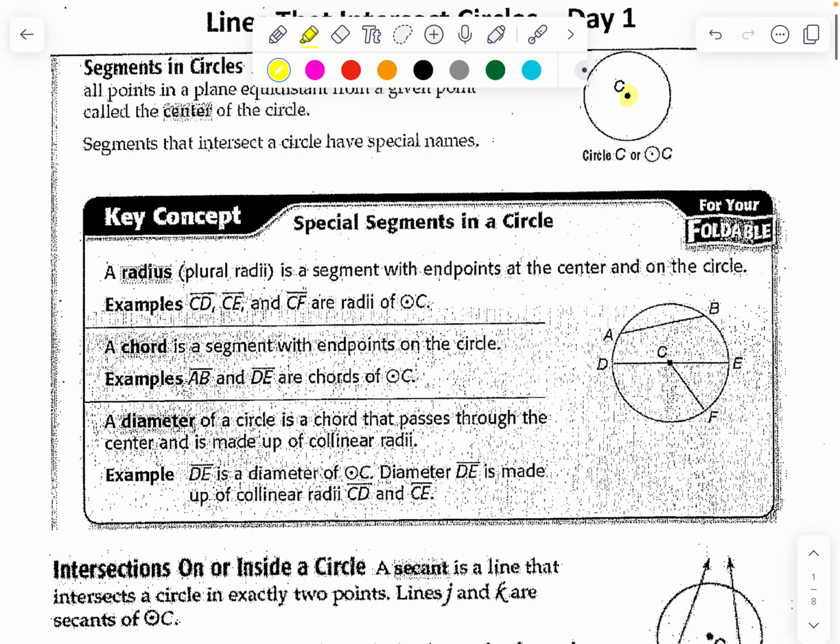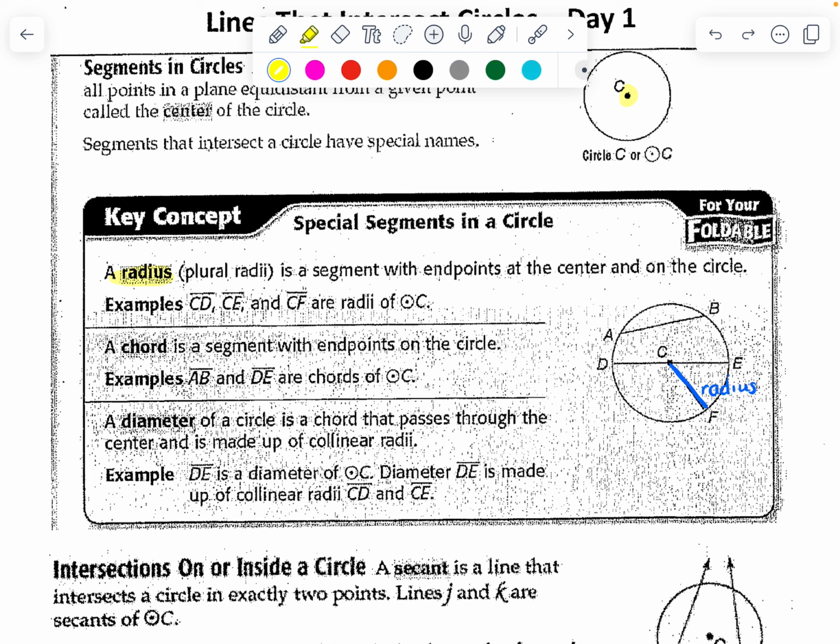Different parts of a circle are listed here. First, we have the radius. The radius is any segment with one endpoint on the center and the other endpoint on the circle. So CF is an example of the radius in this circle. Other radii would be CD or CE. All three of those are examples of the radius. It has to start at the center and go to the outside.